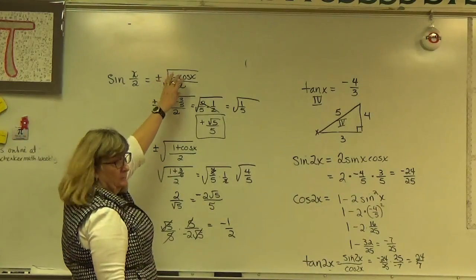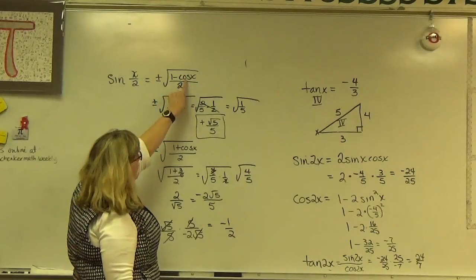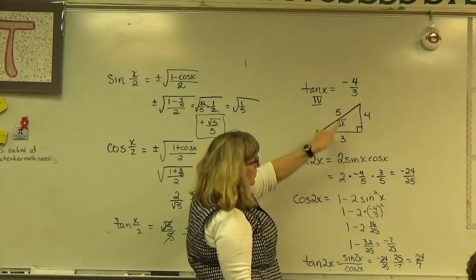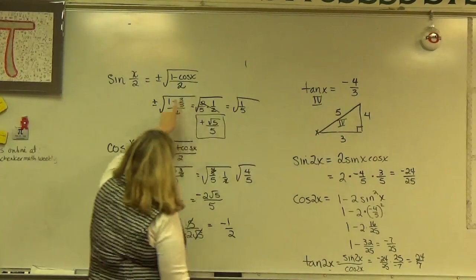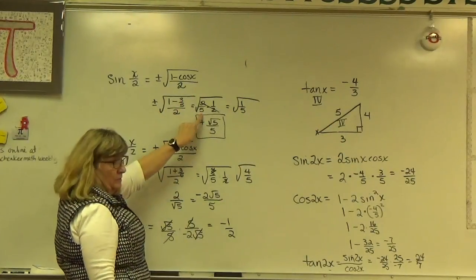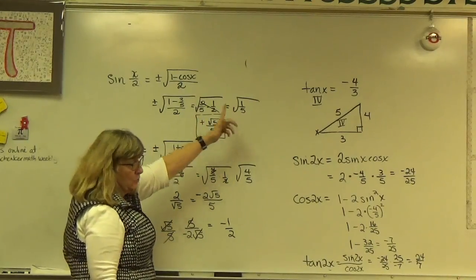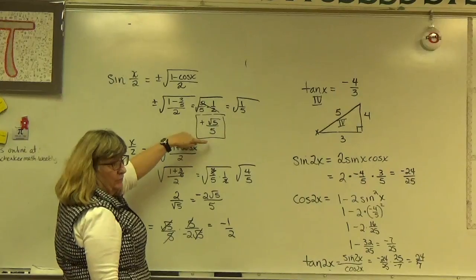There's the formula for half angle. What you have to find is the cosine of the angle, which comes from the triangle. So cosine is 3/5. Then what's 1 minus 3/5? It's 2/5. 2/5 divided by 2 ends up being 1/5. Take the square root of it, you get the square root of 5 over 5.